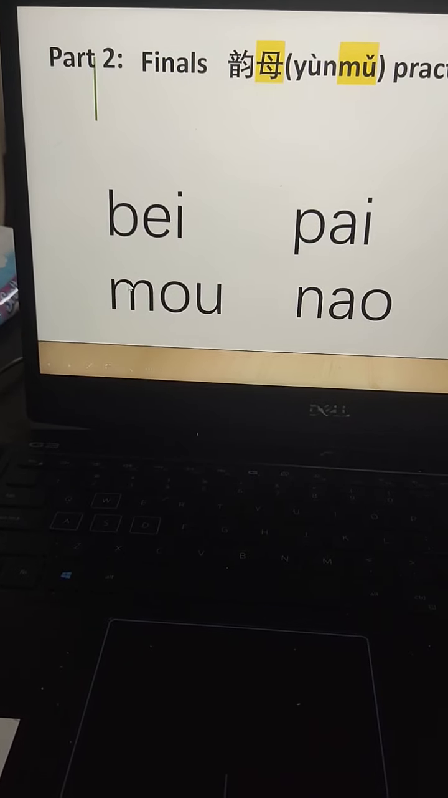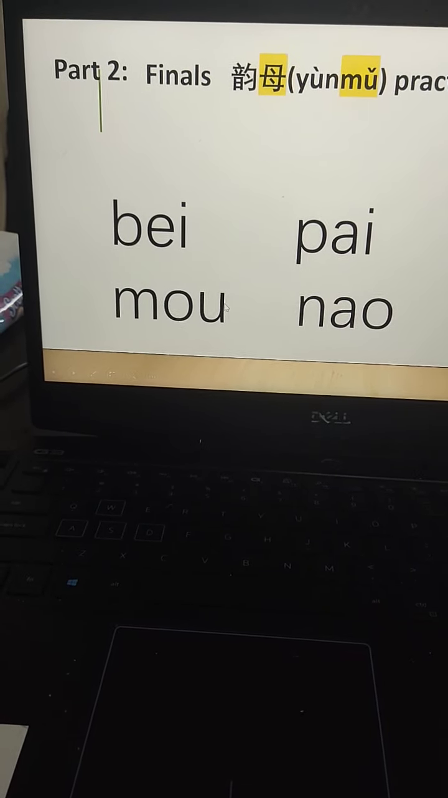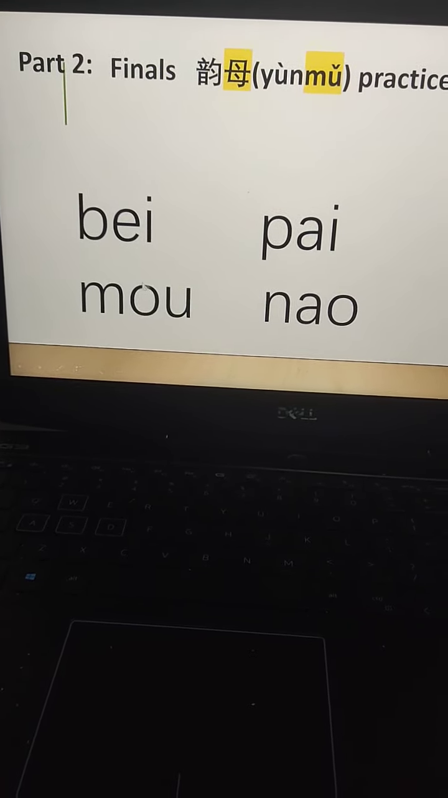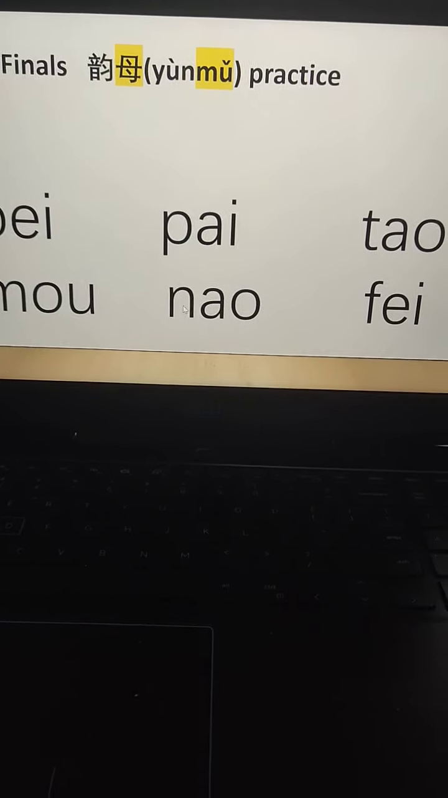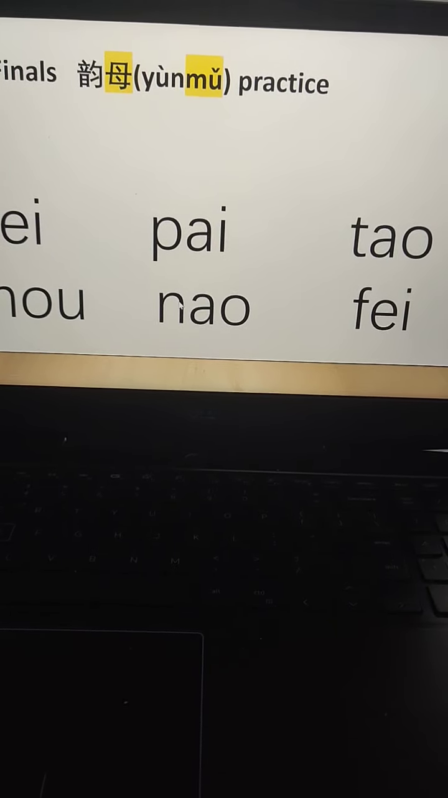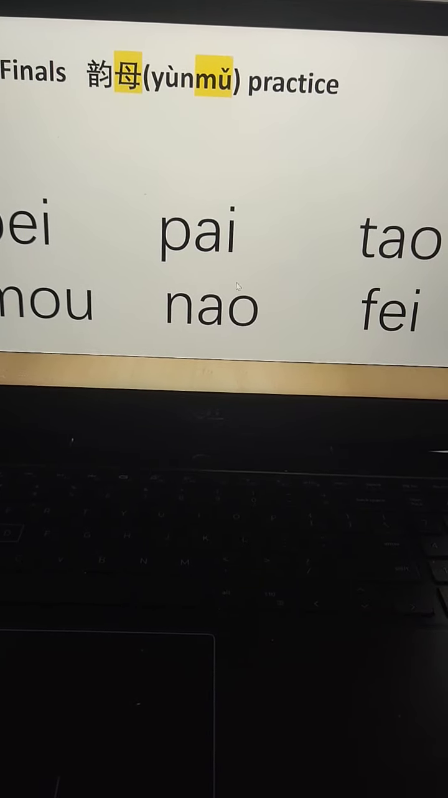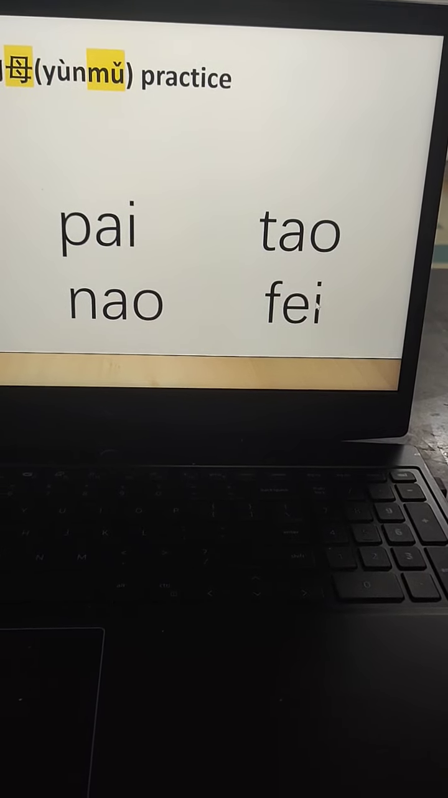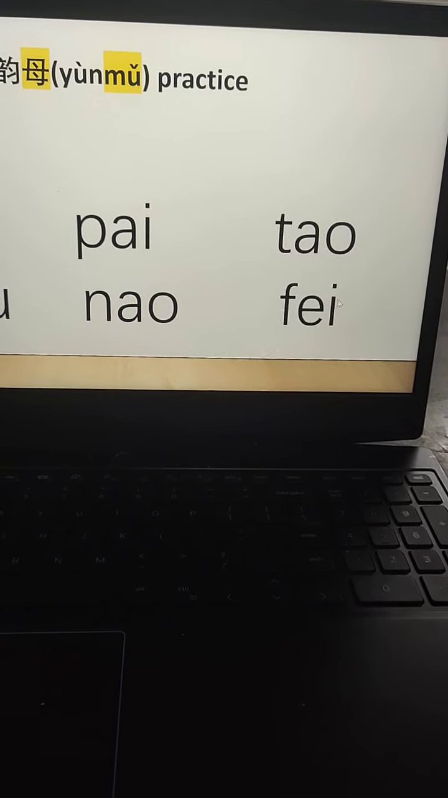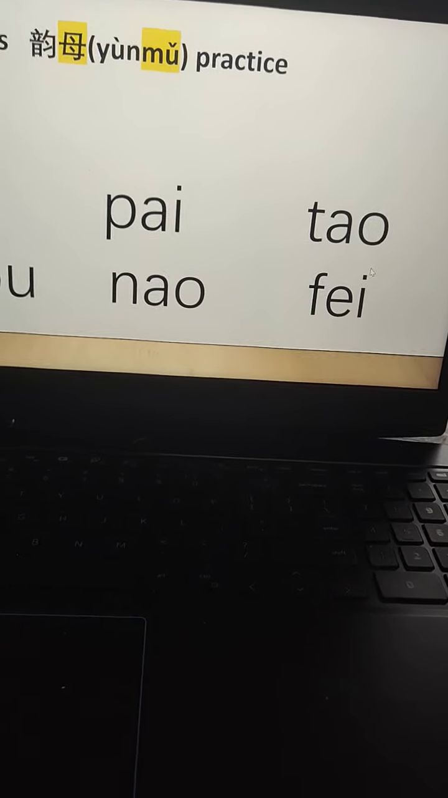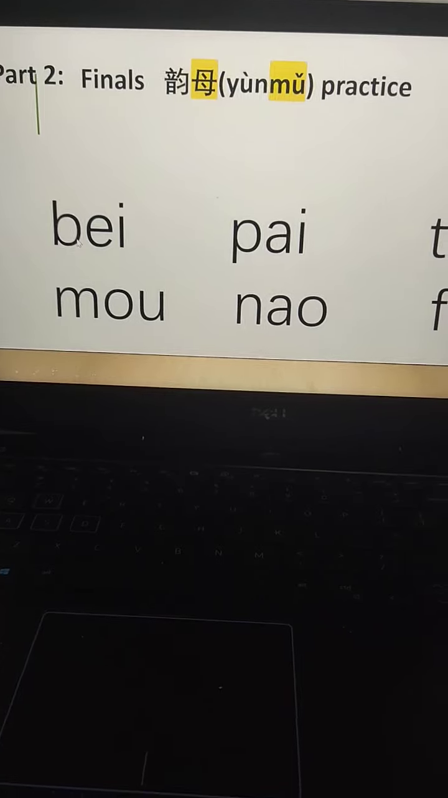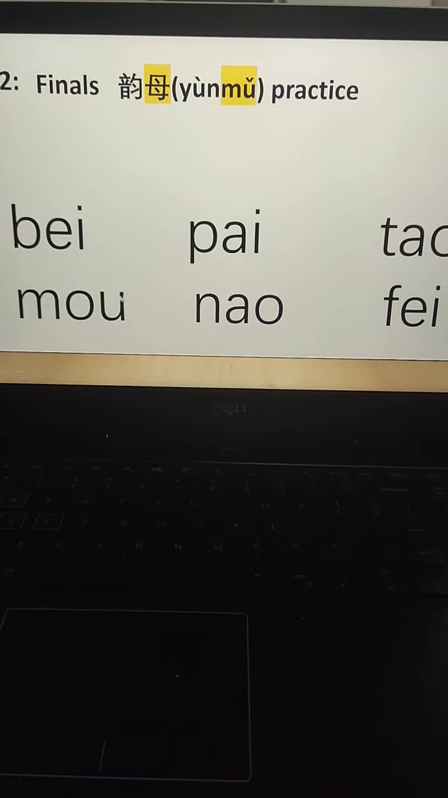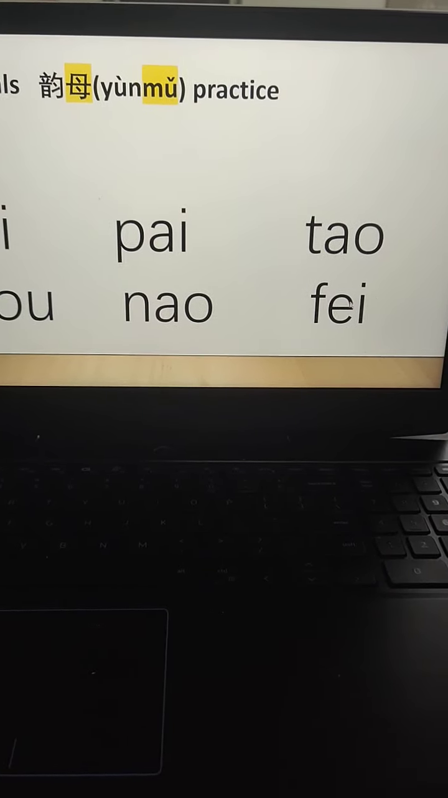Okay. How about this one? M, ou, mou, right? M, ou, mou. Okay. How about this one? N, ao, nao. Very good. How about this one? F, ei, fei, right? Like this. Okay. Now again: bei, pai, tao, mou, nao, fei.